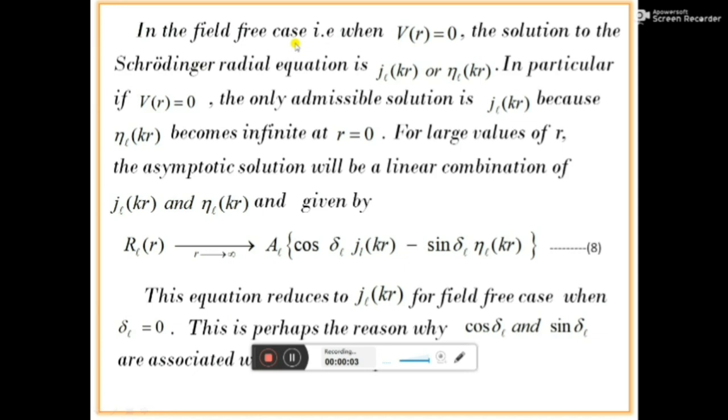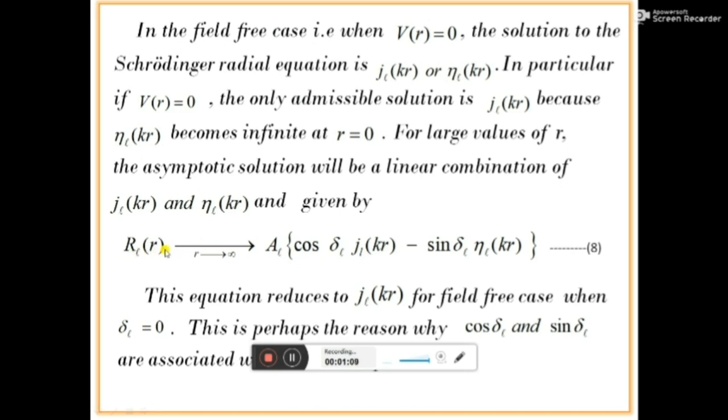In the field free case, that is when V of r equal to 0, the solution to the Schrodinger radial equation is JL of kr or eta L of kr. In particular, if V of r equal to 0, the only admissible solution is JL of kr, because eta L of kr becomes infinite at r is equal to 0. For large values of r, the asymptotic solution will be the linear combination of JL of kr and eta L of kr and given by equation 8, that is RL of r when r tends to infinity. That means the asymptotic form, r tends to infinity, denotes asymptotic nature.